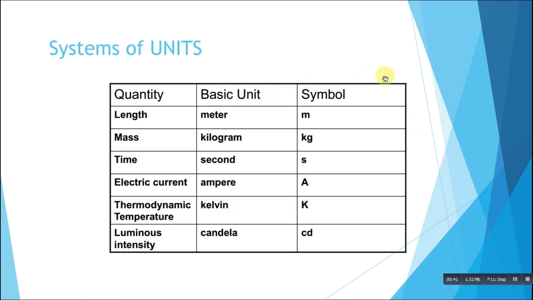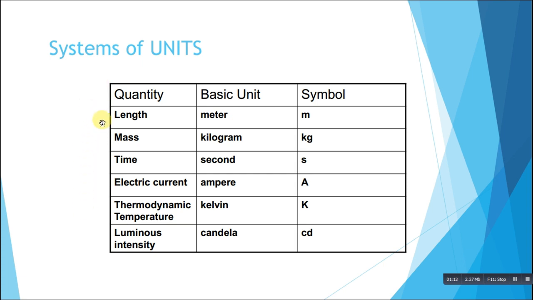Now talking about the system of units, we measure quantities in terms of units. For example, if we have length, then it's a basic unit. These are the basic quantities. There are two types of quantities: basic quantities and derived quantities. Basic quantities are basic in the sense that they are not derived from anyone, and the derived quantities are derived from a combination of these basic units.